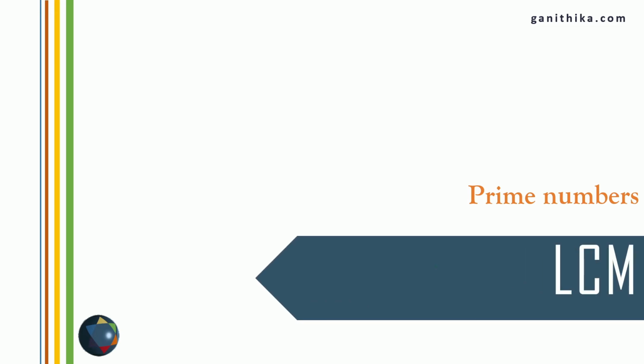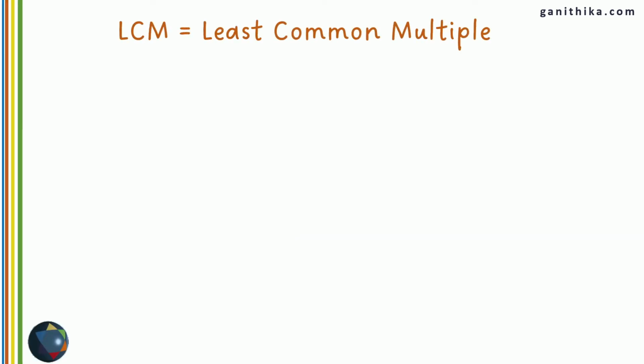Let's see what LCM is. LCM means least common multiple. That's why I told you what a multiple is. So when you are finding the multiples of two numbers, you are going to find the least common one of both the multiples. This is the basic idea about LCM here.